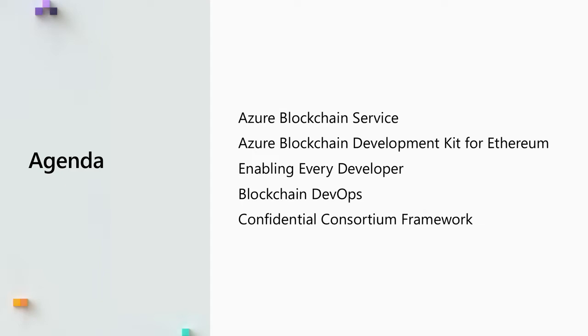Talk a few minutes about blockchain DevOps, the process and our guidance for developing a blockchain application and how you do that using the same kind of CI/CD pipelines that you do for regular code development, but with considerations for a consortium-based blockchain. And then finally, I'll talk about a really exciting announcement that we've got this week, which is the Confidential Consortium Framework. So let's go ahead and get started.